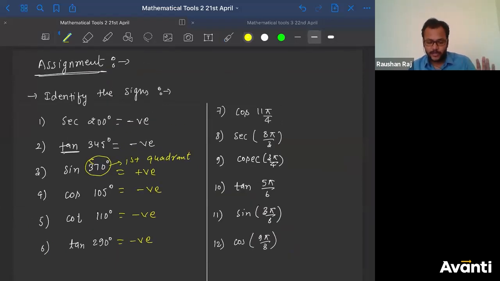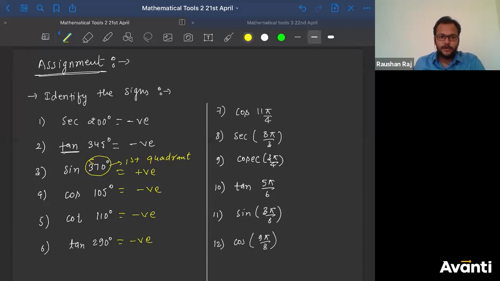Now degrees are done. Now 11 pi by 4. Let me ask you, how many of you know the answer for this? In which quadrant will 11 pi by 4 lie? Guys, please respond. In which quadrant will 11 pi by 4 lie? Now raise your hand. I can only see 2 of you have raised your hand. 3. Okay, now it's increasing. Few of you are answering in the chat also. Good, very good.